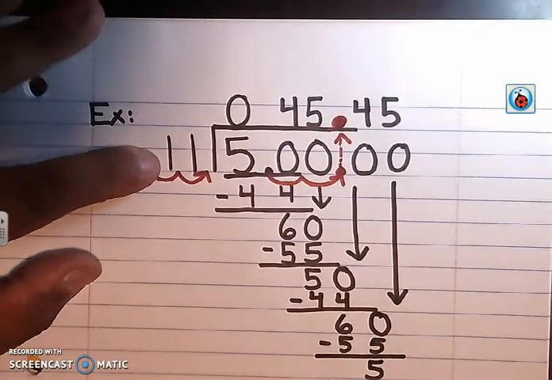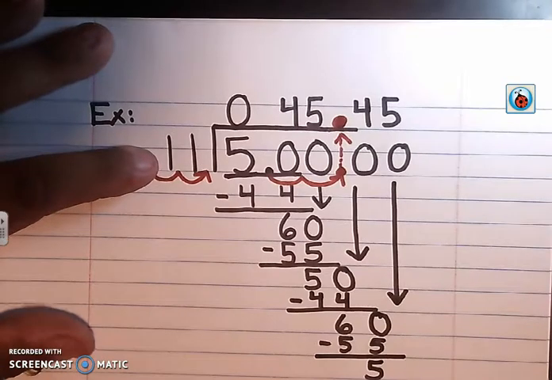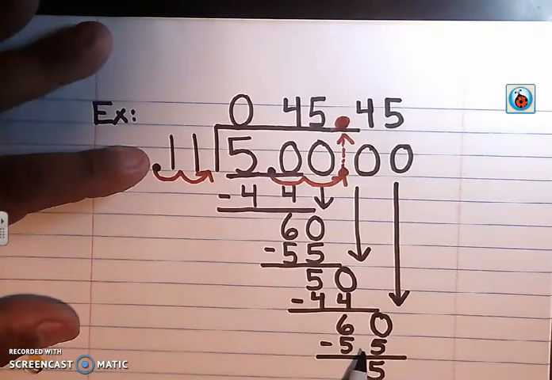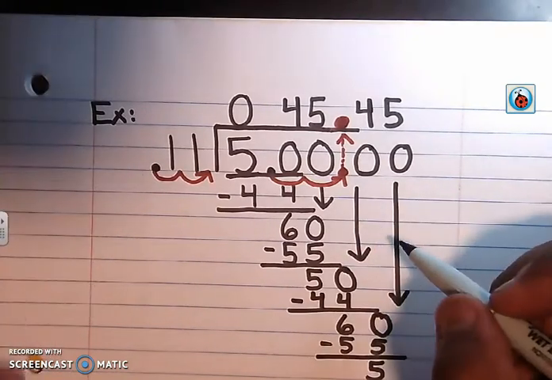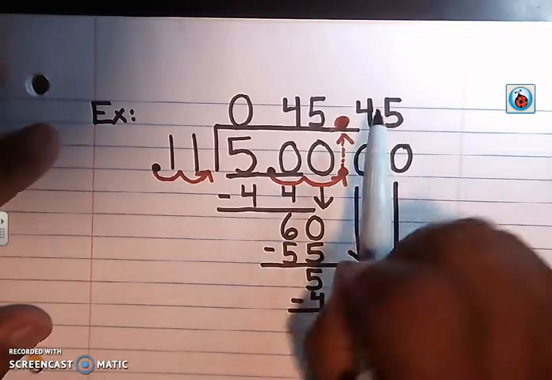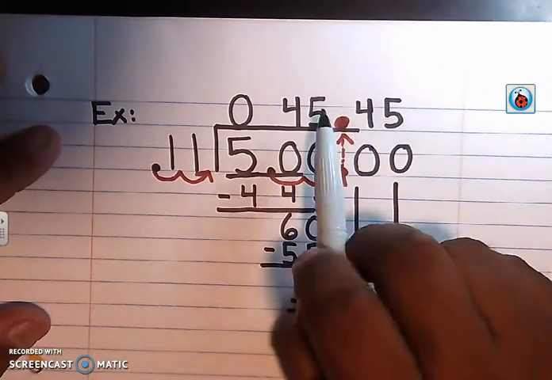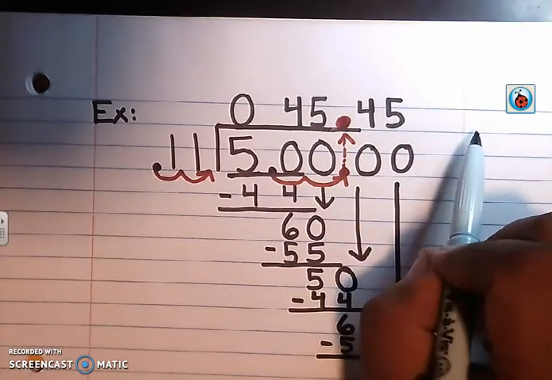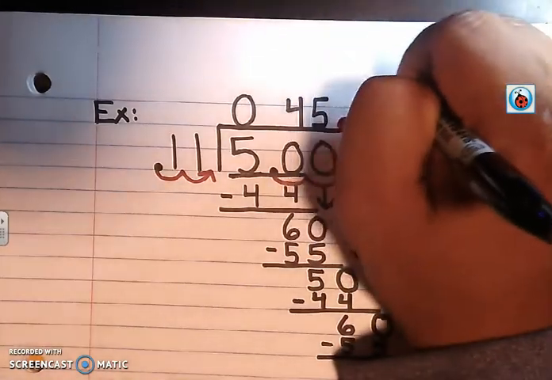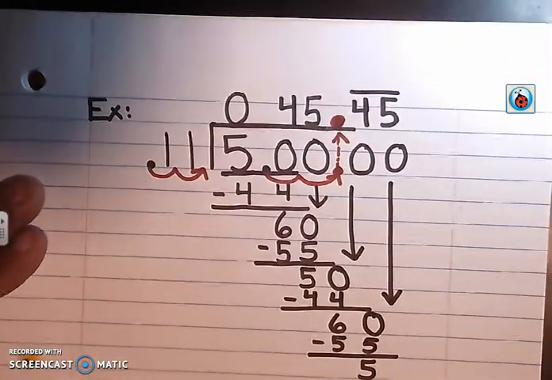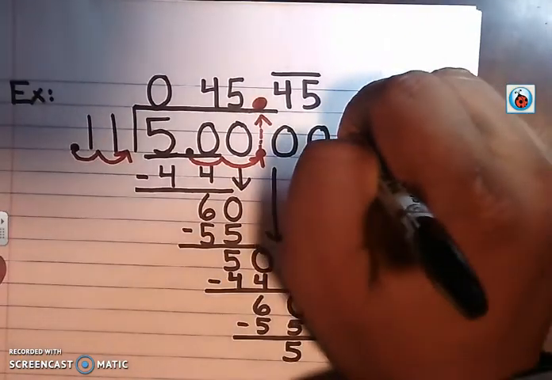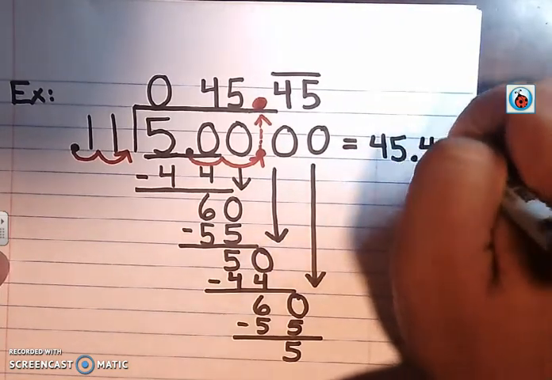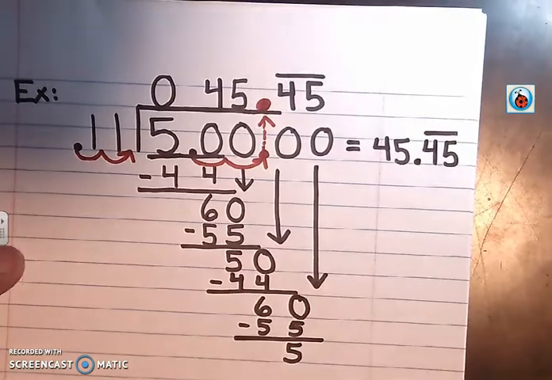And what you're going to notice is that you're having the same numbers repeat over and over again. You have the 55, and here's the 55 again. So because it's going to be repeating, what you're seeing repeat is the 45. So it's 45, 45, 45, 45. So because the 45 is repeating, we're going to put a repeating bar over the 45. So our final answer will look like 45 decimal 45 with a repeating bar over it.